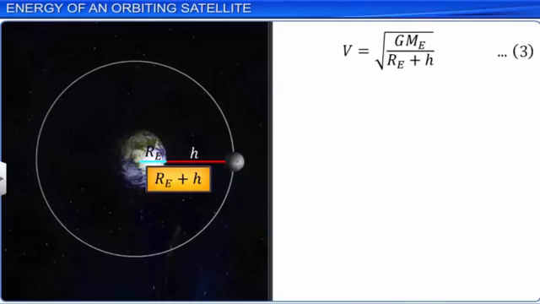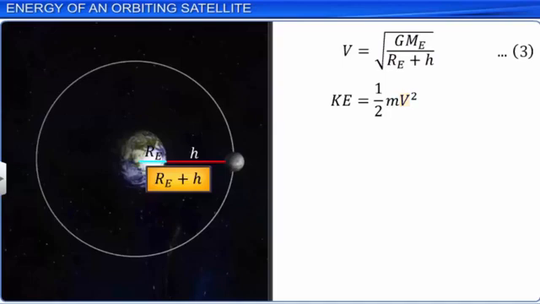Substituting the expression for speed from equation 3 in the expression for kinetic energy, you get the expression for kinetic energy as KE is equal to half m G ME divided by RE plus h. Let this be equation 4.